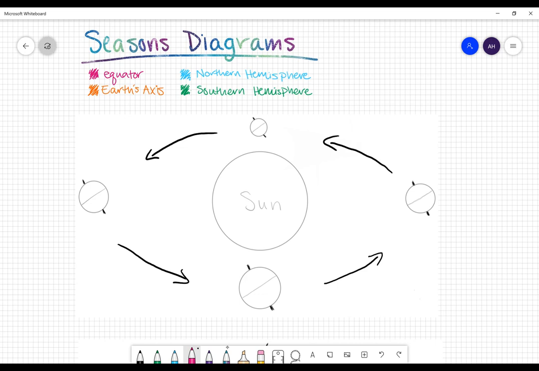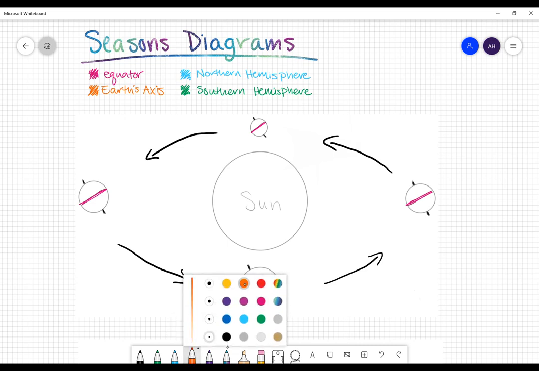So I'm going to start with the equator. All right, so this line, this belt that divides the Earth in half, it divides it into the north and south. That is what we call the equator. All right, so I have color coded my equator. That's done. The next thing I'm going to do is Earth's axis, and I'm doing that in orange, just like it says in my key right here.